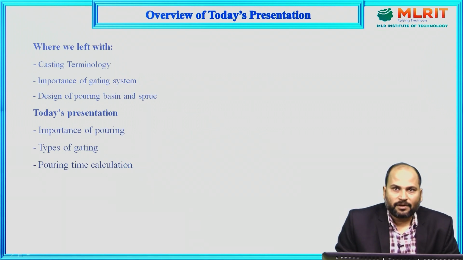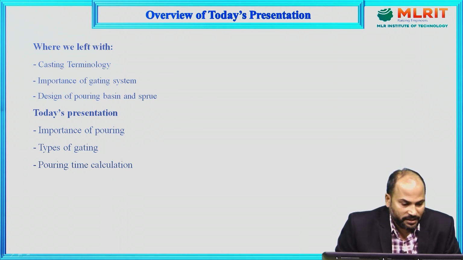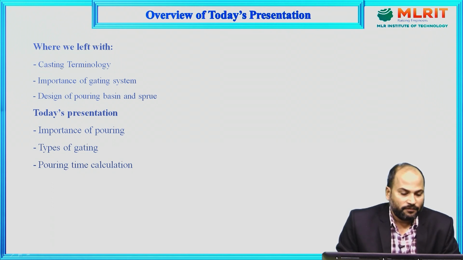We will start with what we have already discussed in the last lecture, and then we will see what we are going to discuss today. Last lecture we discussed the terminologies generally used in casting. Then we saw the importance of the gating system. After that, we also saw how to design two parts of the gating system. The first one was the pouring basin and the second one was the sprue.